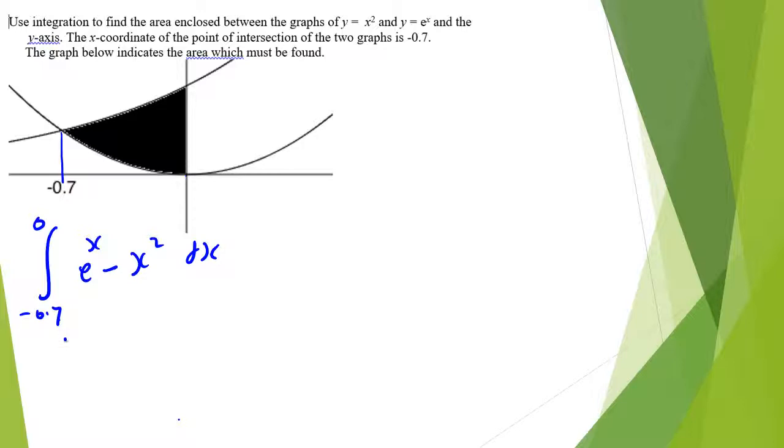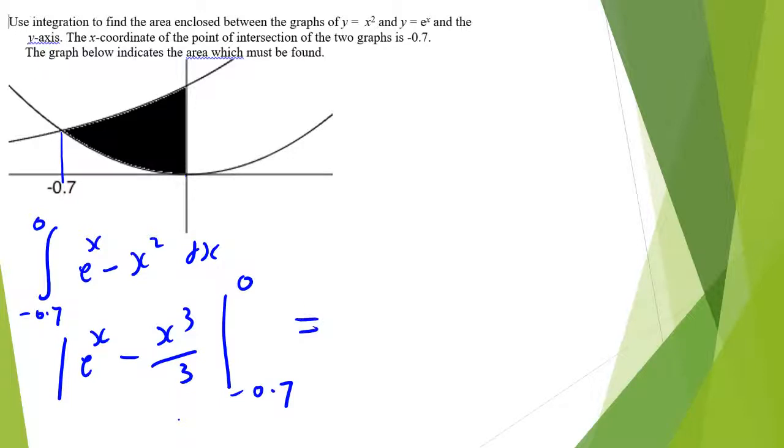And now you would integrate, which is e to the power of x, and this one here is x to the power of 3 over 3, from negative 0.7 to 0. And then just by substitution and subtracting, that's the final answer, in units squared.